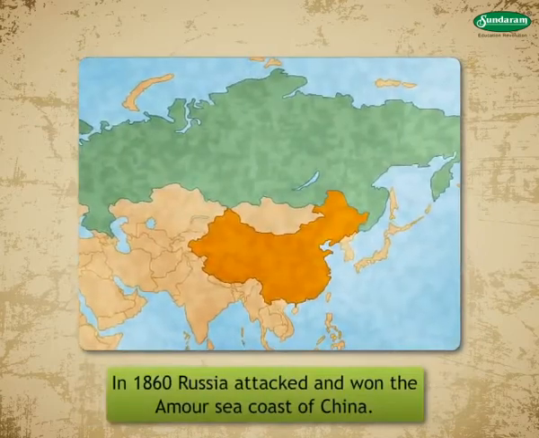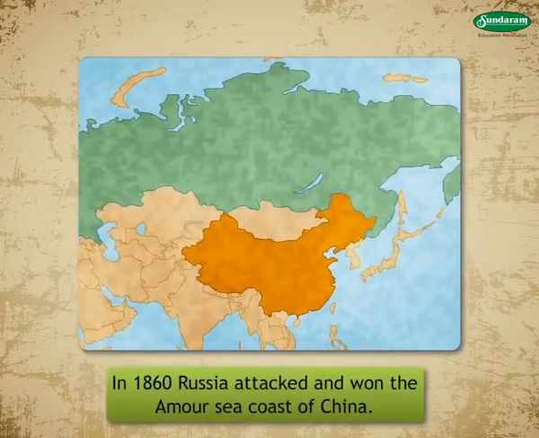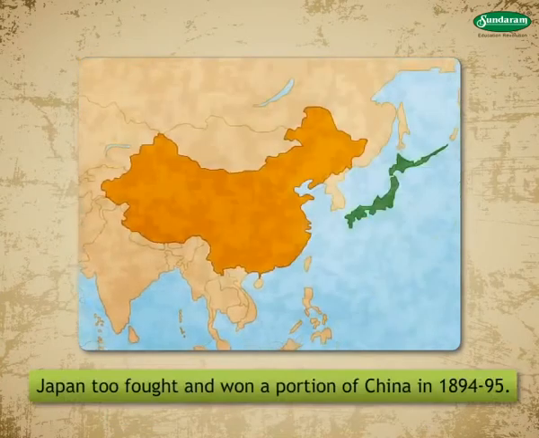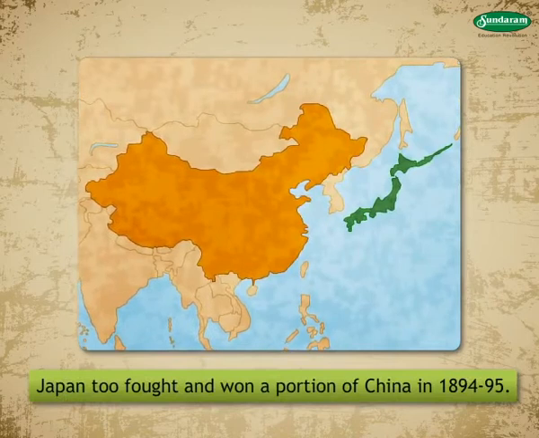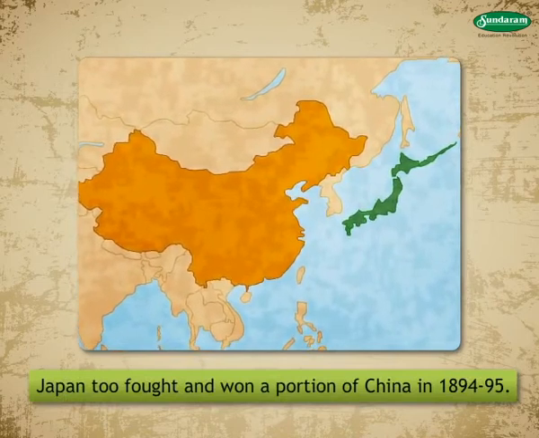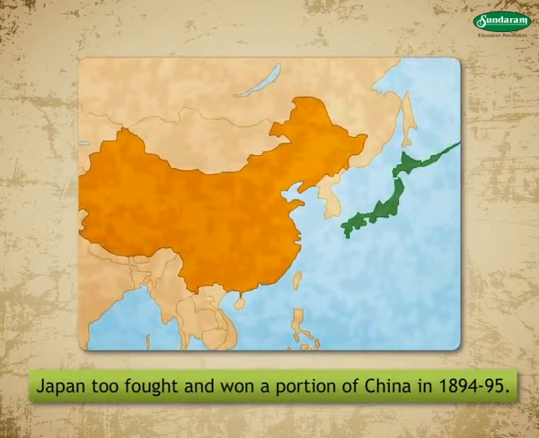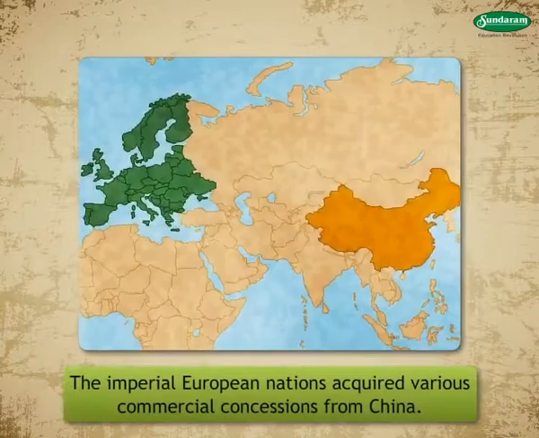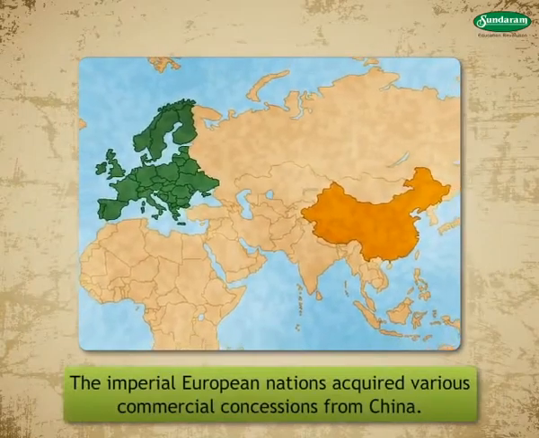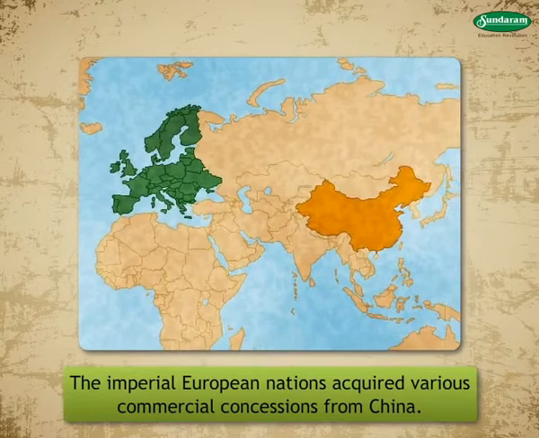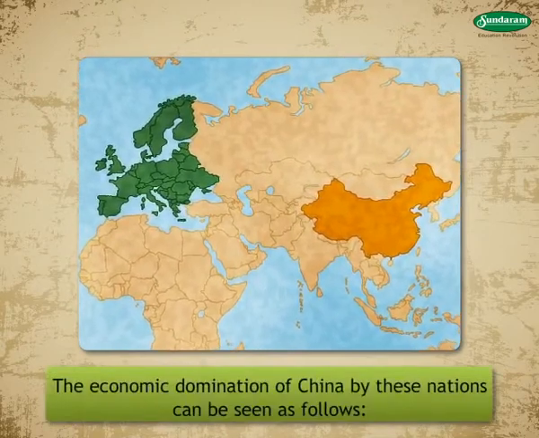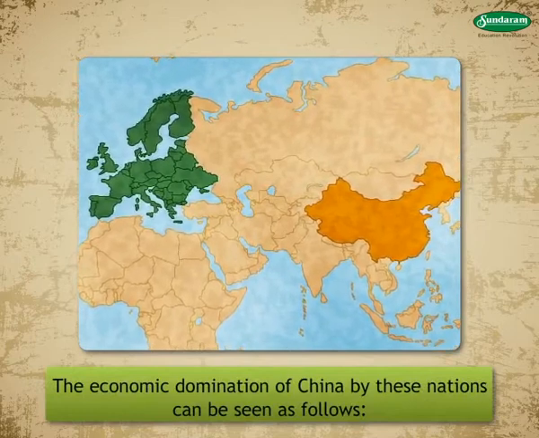In 1860, Russia attacked and won the Amur seacoast of China. Japan too fought and won a portion of China in 1894-95. The division of the Chinese watermelon. The imperial European nations acquired various commercial concessions from China. The economic domination of China by these nations can be seen as follows.